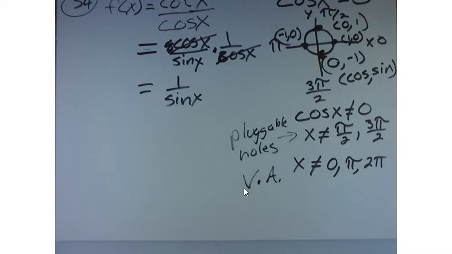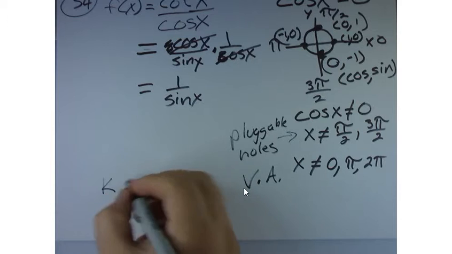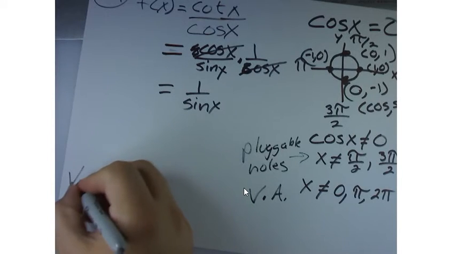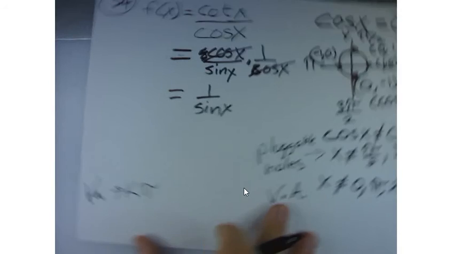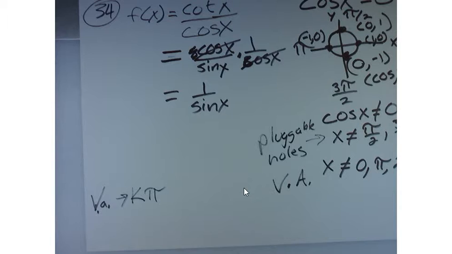And so you could just say k times pi, right? So the vertical asymptotes occur at k times pi, where k is an integer, right?